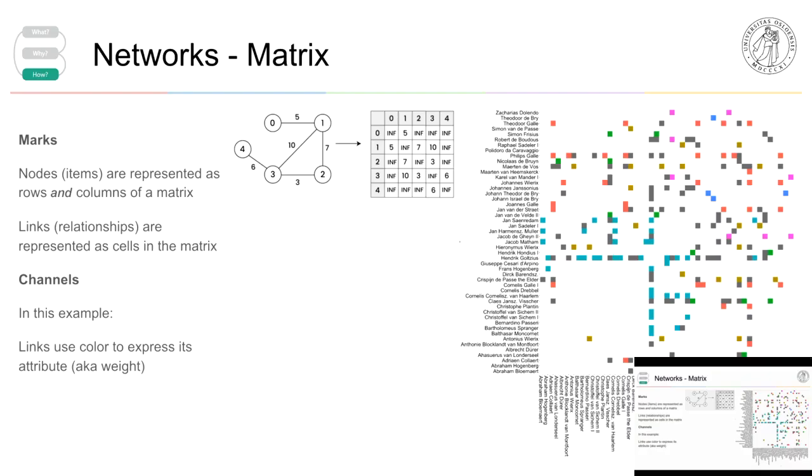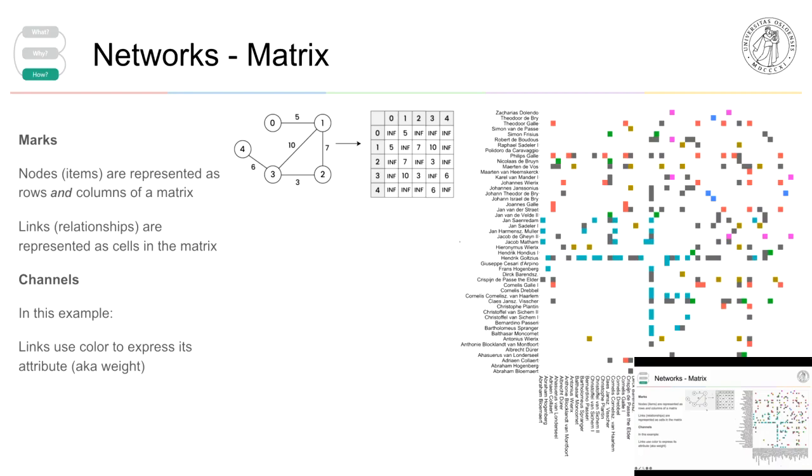Networks can also be drawn as matrices. This is called an adjacency matrix. Here the nodes, so the items, are represented as rows and columns of a matrix. And the links are represented as cells in this matrix.